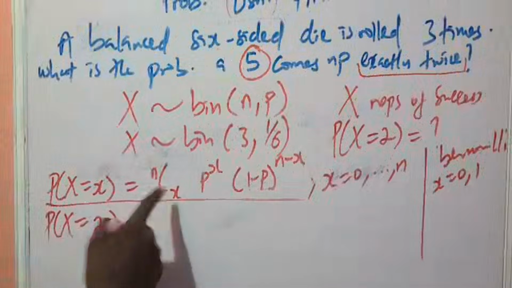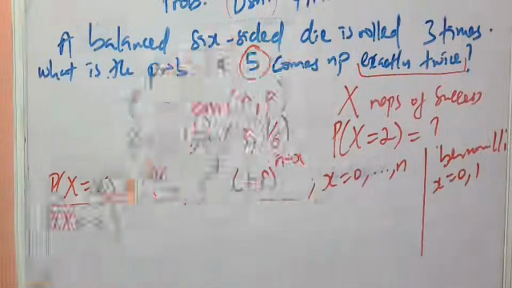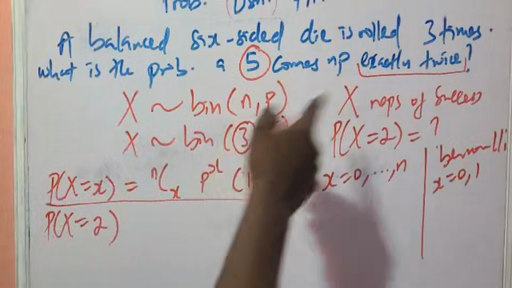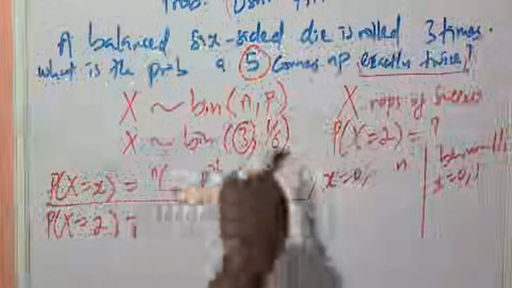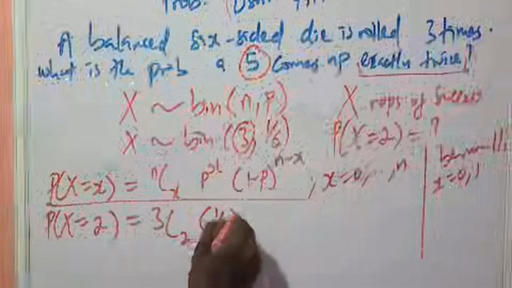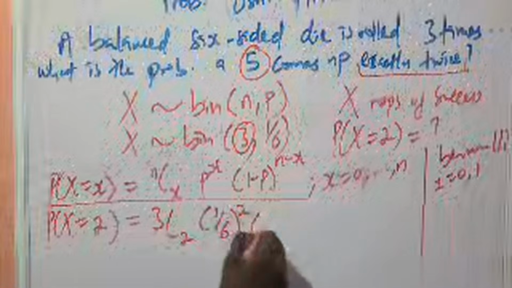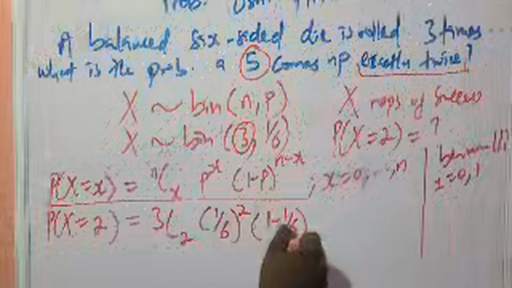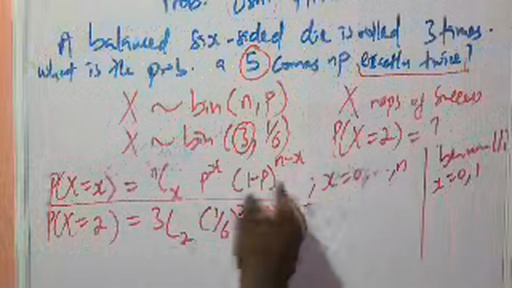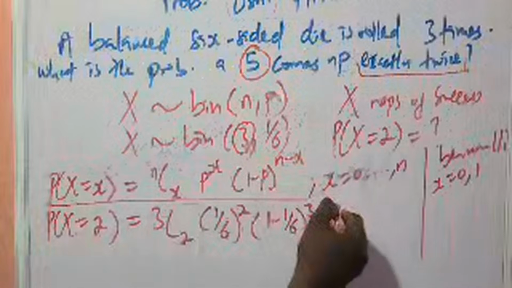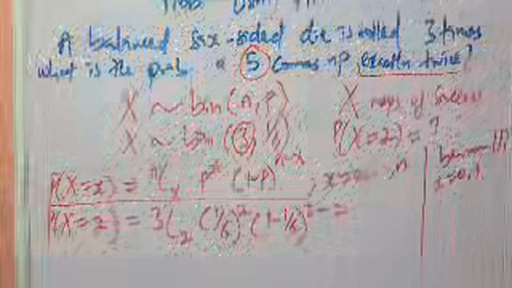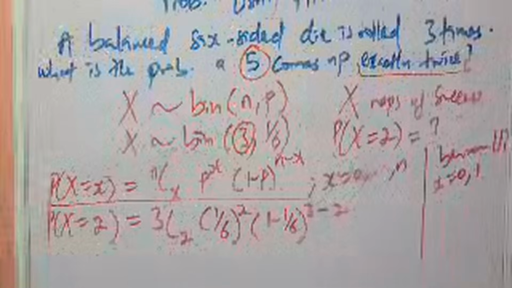n combination x, n here was what? n is 3, the number of trials, 3 times. That will be 3 combination 2. And the probability of success is 1 over 6, 1 over 6 raised to power 2. Then 1 minus 1 over 6 raised to power what? 3, which is n, minus what was your x? Your x in this case is 2. All right. This is a binomial distribution.